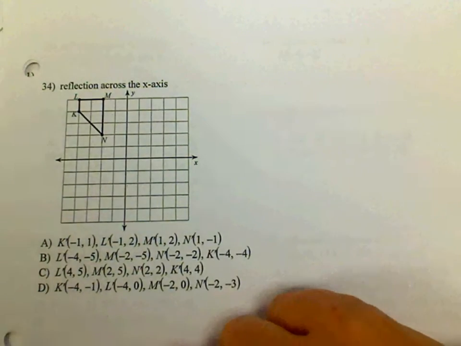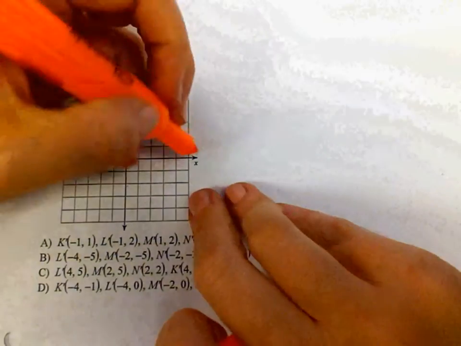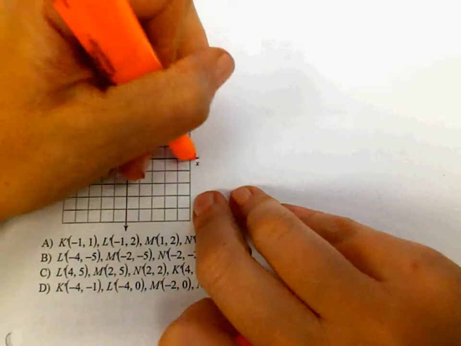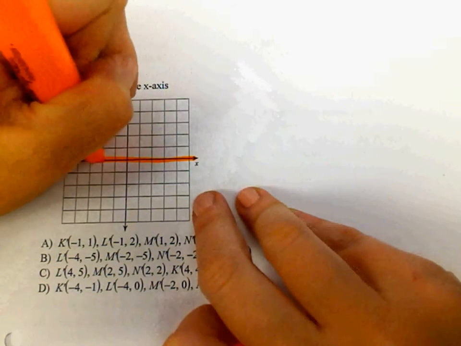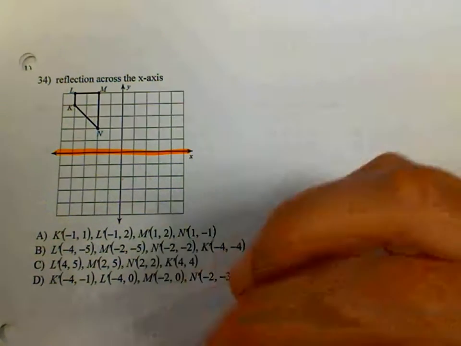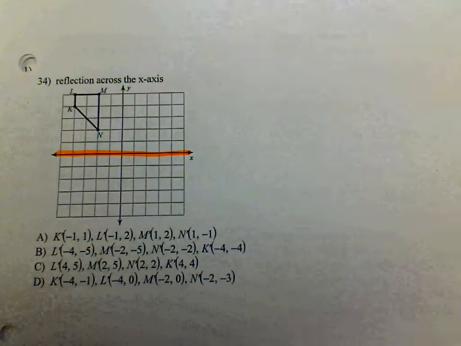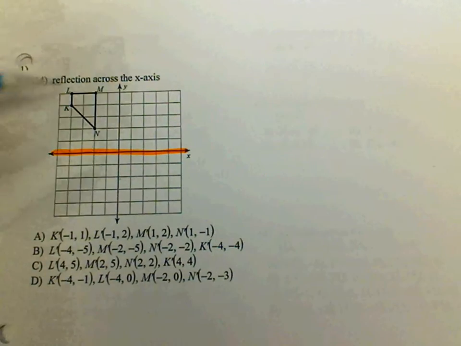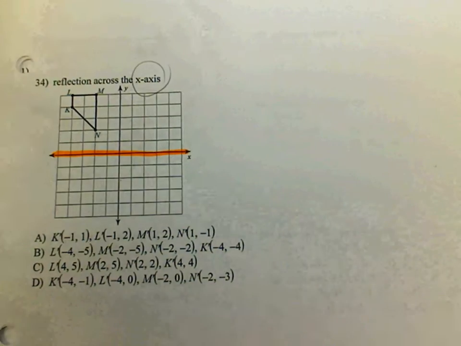Okay, number 34, a reflection across the x-axis this time. So I'm going to take my highlighter and highlight the x-axis just so I don't forget or become careless and think that I'm reflecting across the y-axis when I'm not. I'm reflecting across the x-axis.